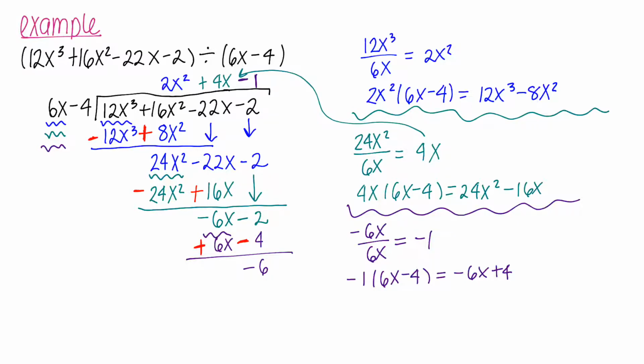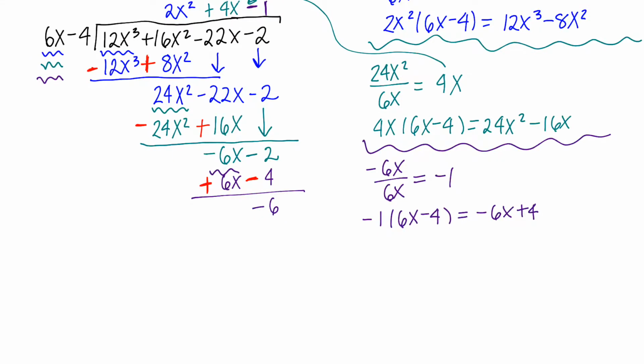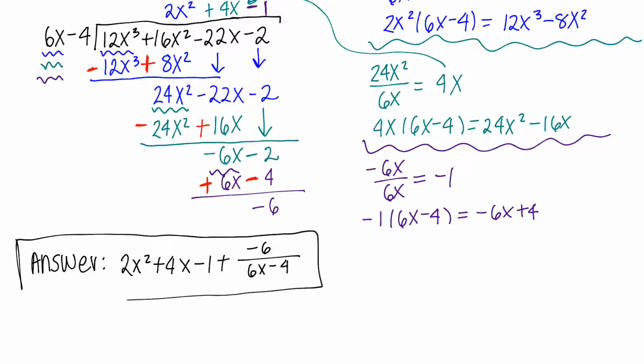So my quotient is this guy up here. My remainder is down here. I'm going to write my answer in the way that I did on the previous problem. So the quotient, 2x squared plus 4x minus 1, plus the remainder over the divisor. So this guy right here, this is the quotient, negative 6 is the remainder.